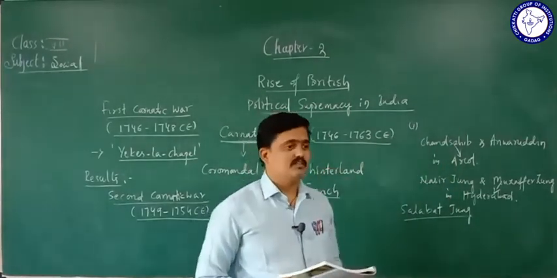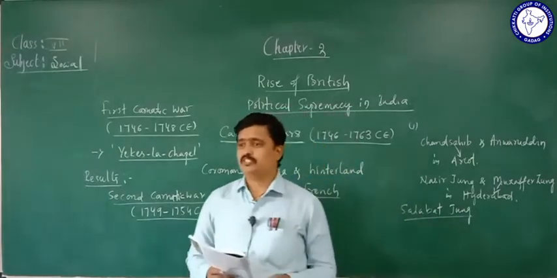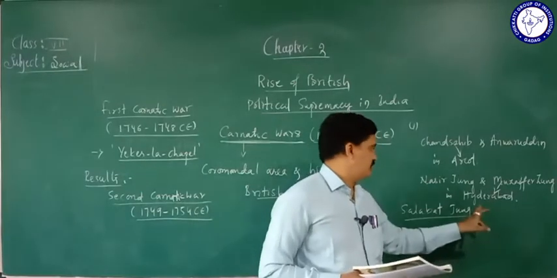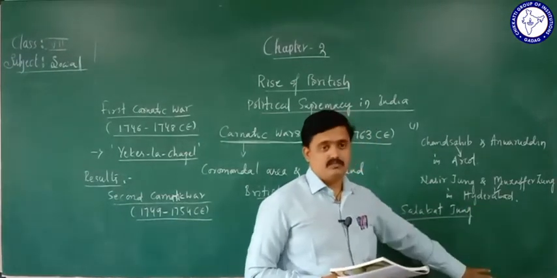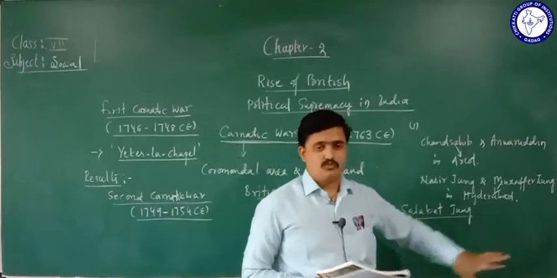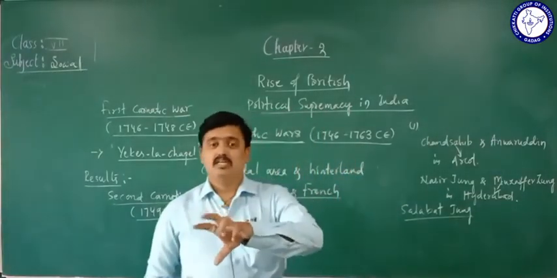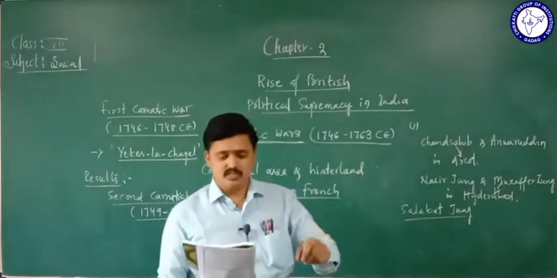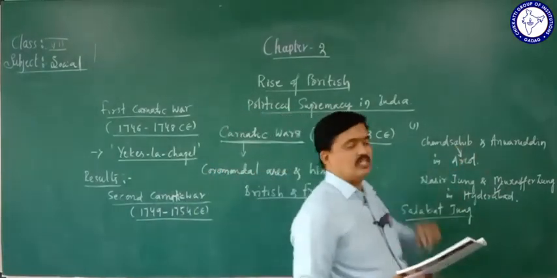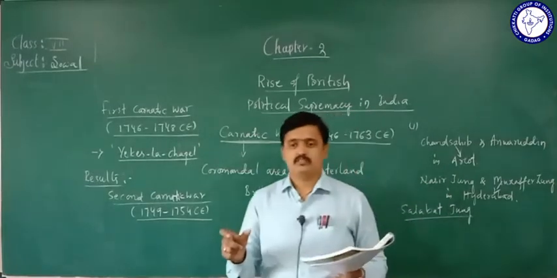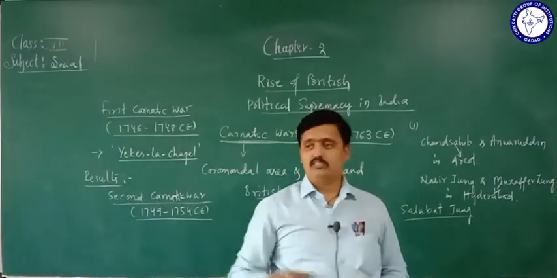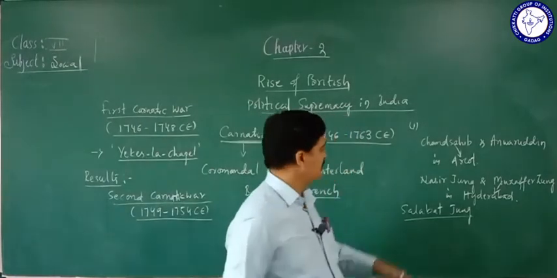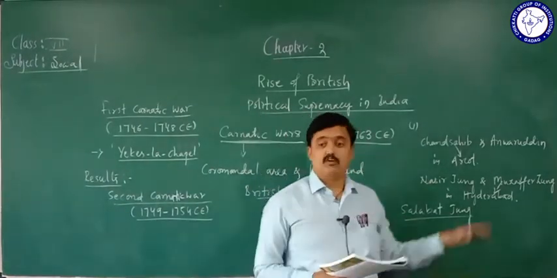Who killed here? The British. Salbat Jung became the Nawab of Hyderabad with the support of the French, so that made the British angry. Then the British captured Arcot and killed whom? Chand Sahib. And Muhammad Ali was made the Nawab of Arcot.